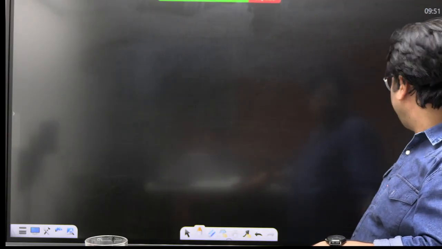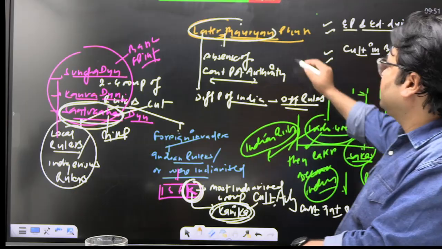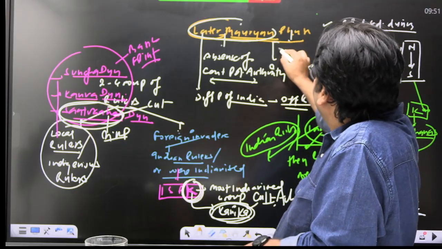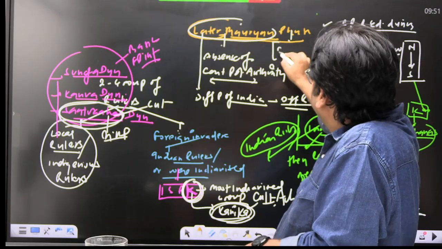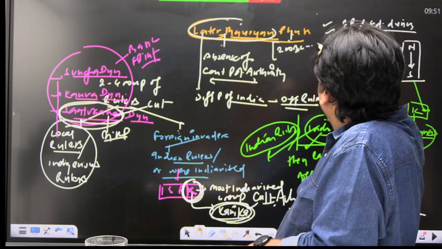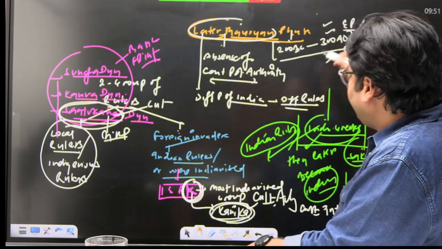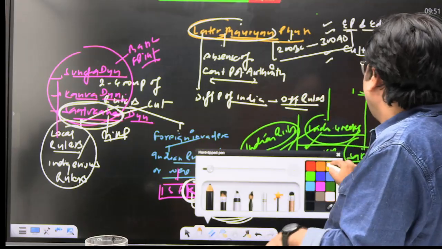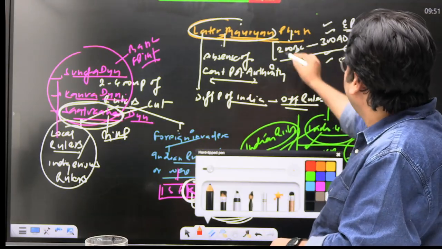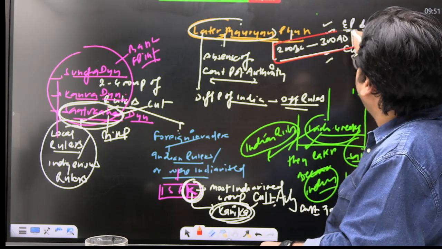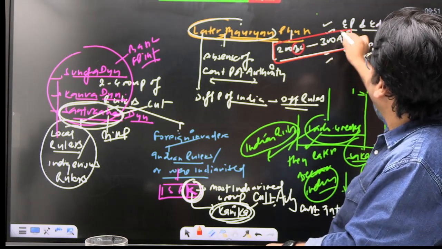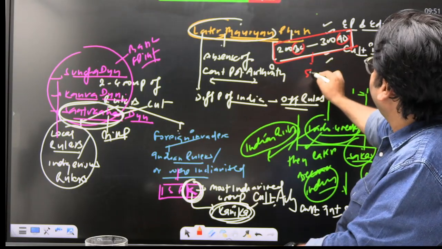The time period, sorry, I have not written here. So write the time period: 200 BC to 300 AD. Now I have changed here. I am not writing BC, we have shifted to AD. This is BC, this is AD. So this is the time period of how many years?